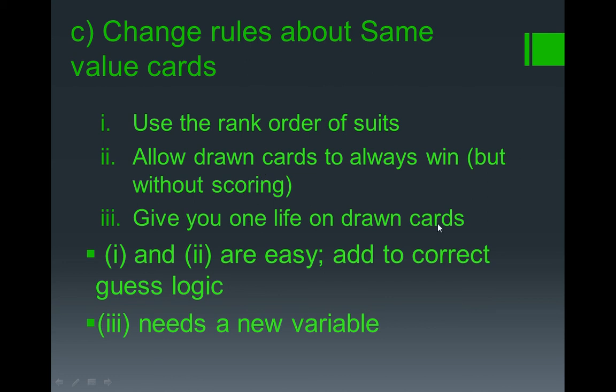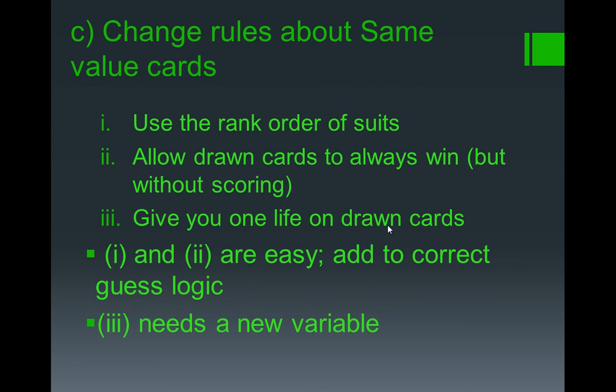This gives you one life malarkey. So basically, you're allowed to guess wrongly once on a drawn card. It's a bit fiddly and a bit faffy, and it's just adding some extra complications to the code. Generally speaking, the exam board haven't really gone for those sorts of strategies. But you could add a new variable called lives, and in fact then you could have as many lives as you wanted to, couldn't you?